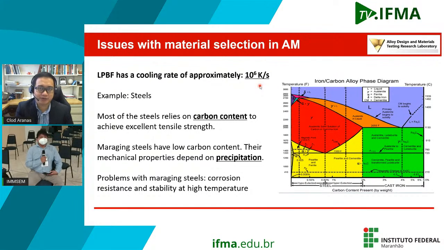If we look, for example, the most common material, which is steels, steels rely on the carbon content in order to increase the tensile strength. Você percebe com relação, por exemplo, os aços. Os aços são um material que tem carbono na sua composição, que tem como objetivo melhorar suas propriedades mecânicas.